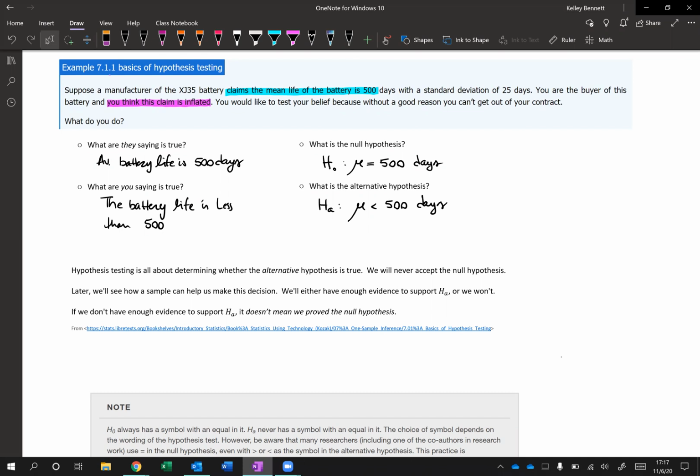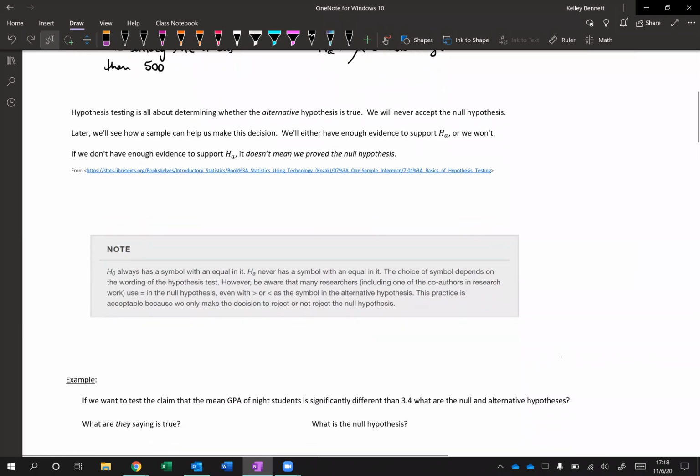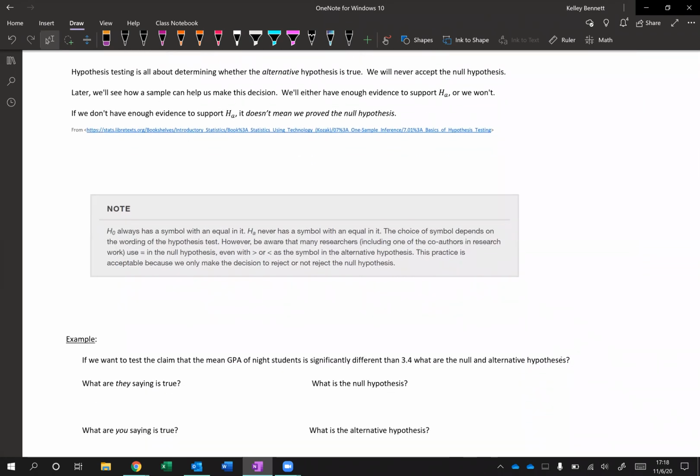So we'll either have enough evidence to support our alternative hypothesis, or we won't. If we don't have enough evidence to support the alternative hypothesis, it doesn't mean that we proved the null hypothesis. It just means that we don't have enough evidence to support the alternative. And it's really that simple. So if you're interested in those types of arguments, I definitely recommend looking at truth tables in logic and all that kind of stuff.